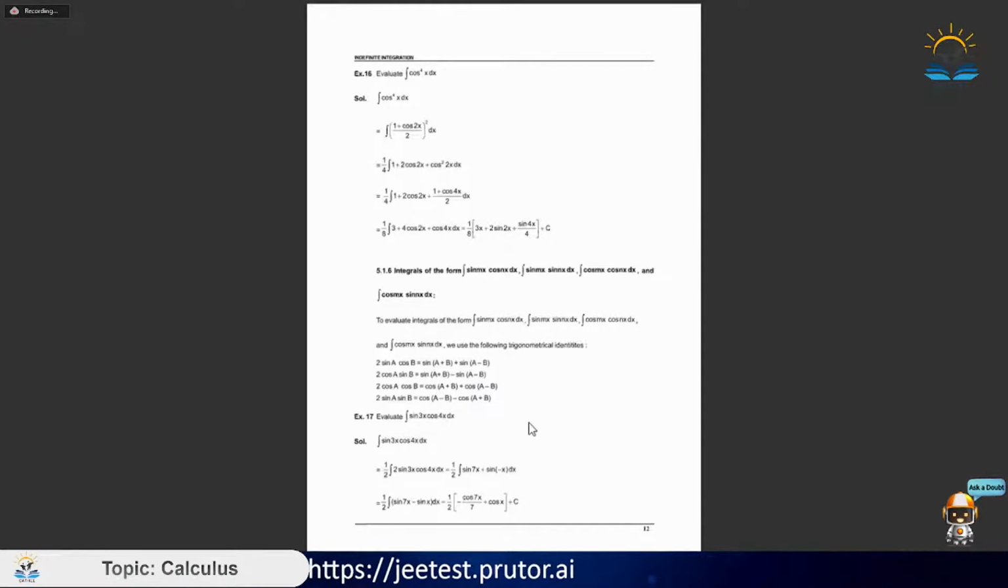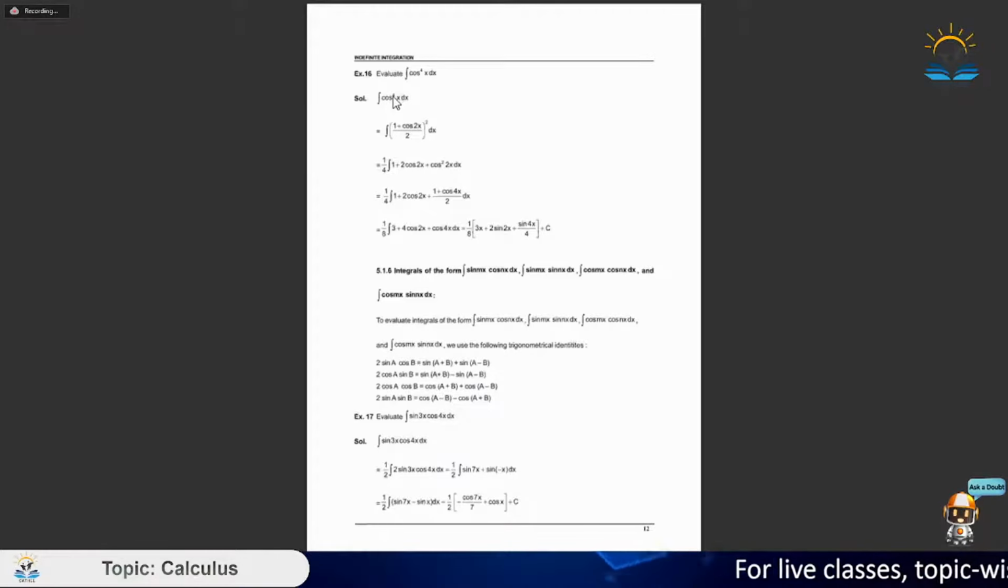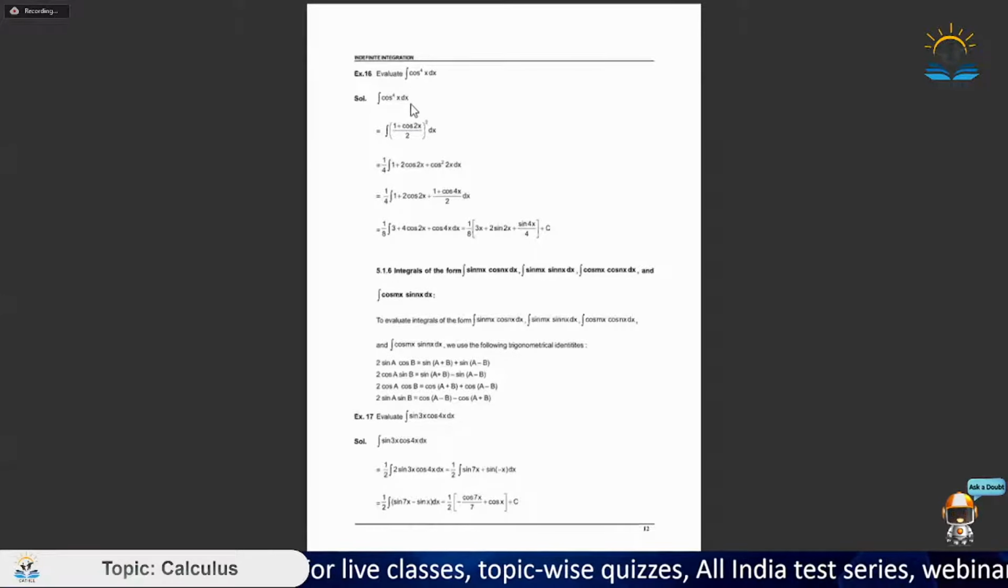Now suppose you have got this form cos to the power 4x. Generally in JEE you do not directly get sin to the power 10x. You will get lesser powers. Suppose you have got sin to the power 6x. In that case, I will suggest what you would be doing is this.